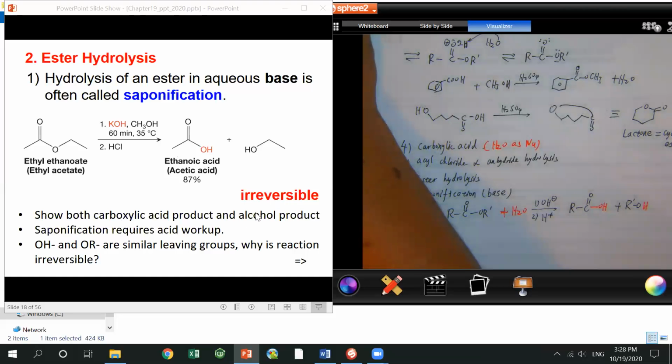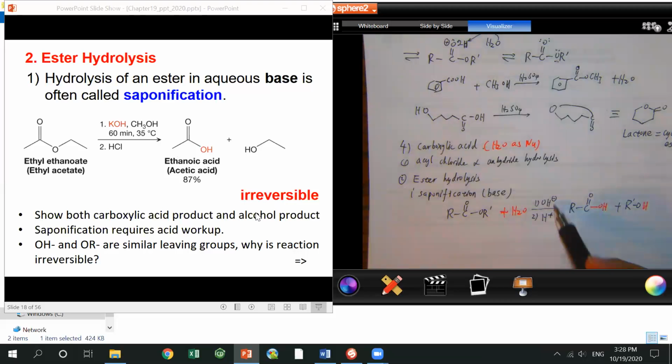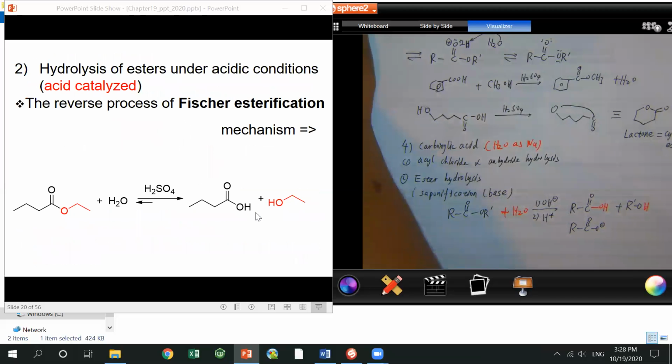Because the first step is very strong basic conditions, you generate the carboxylate ion. That's why you have to do the acid work up, and then convert it to the final acid. All right, here's a similar question come up again: why do we have ester and carboxylic acid with similar reactivities, and yet this reaction pushes forward to completion? You see we use single arrows. The reason for that, I have to draw you guys the mechanism. Let's see.